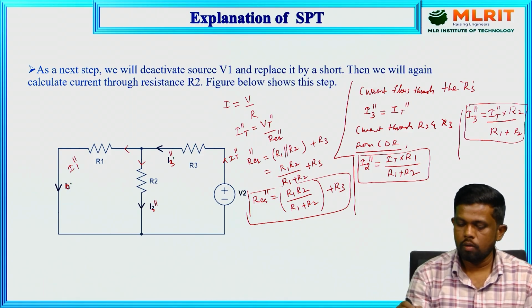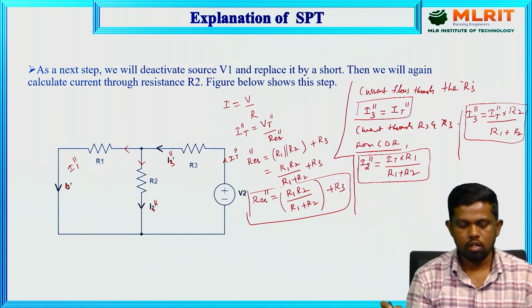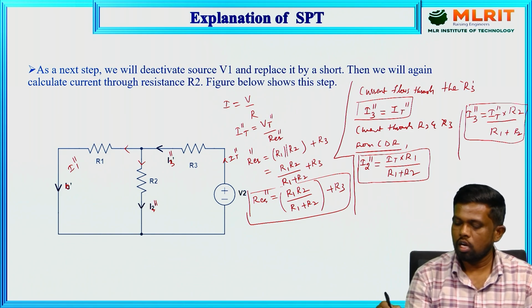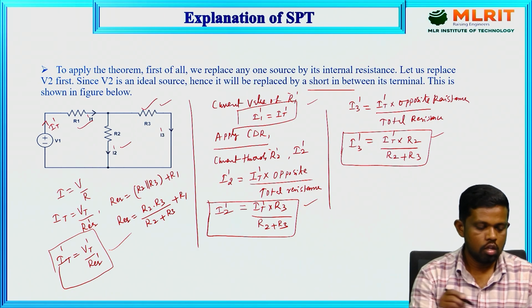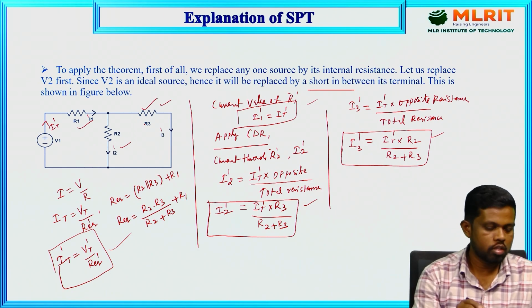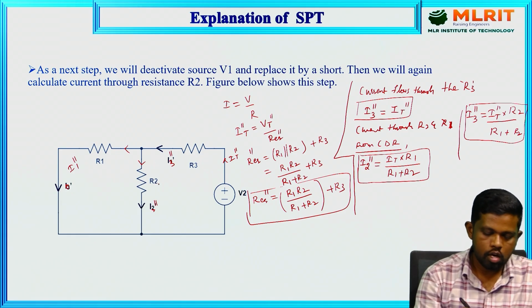So the R3 resistor current is I3 double dash, the R2 resistor current is I2 double dash, and the R1 resistor current is I1 double dash. So this is the case. We need to analyze the current through each and every resistor. This is R1, R2, R3 as in the previous case. Here also this is R1, and the R2, R3 values.